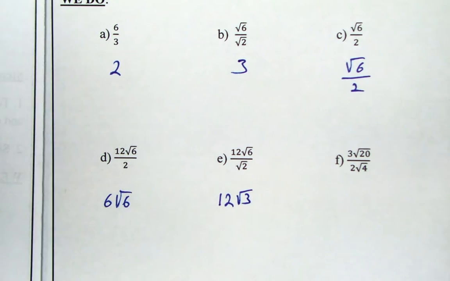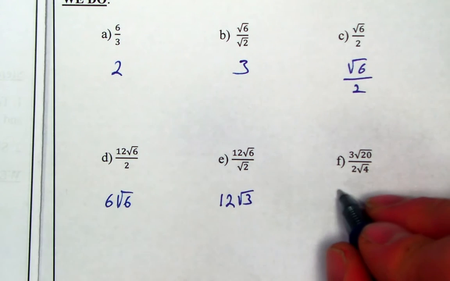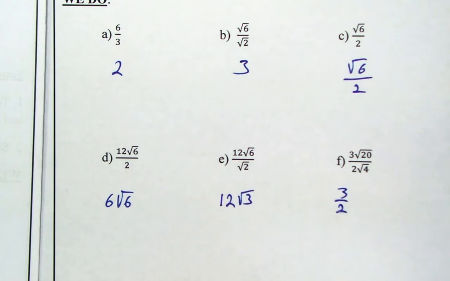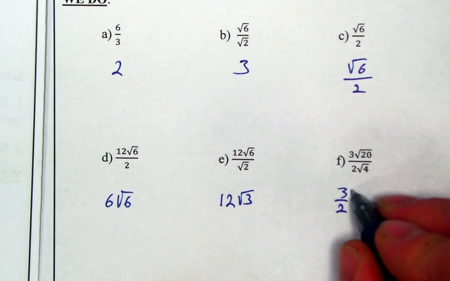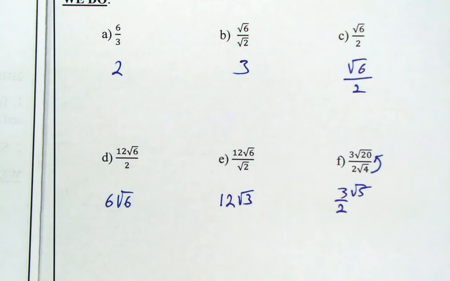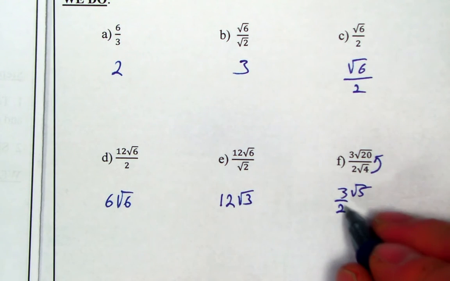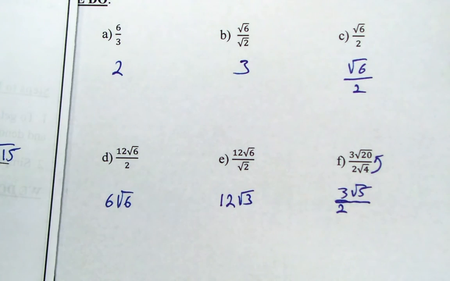And then lastly, we've got 2 numbers out, 2 numbers in. Well, the 2 numbers out we divide, and in this case, 3 halves just stays 3 halves. Root 20 divided by root 4 is root 5, and that's root 5 on top. The 4 goes into the 20, so don't get confused and write that root 5 on bottom. So the final answer is just 3 root 5 over 2.